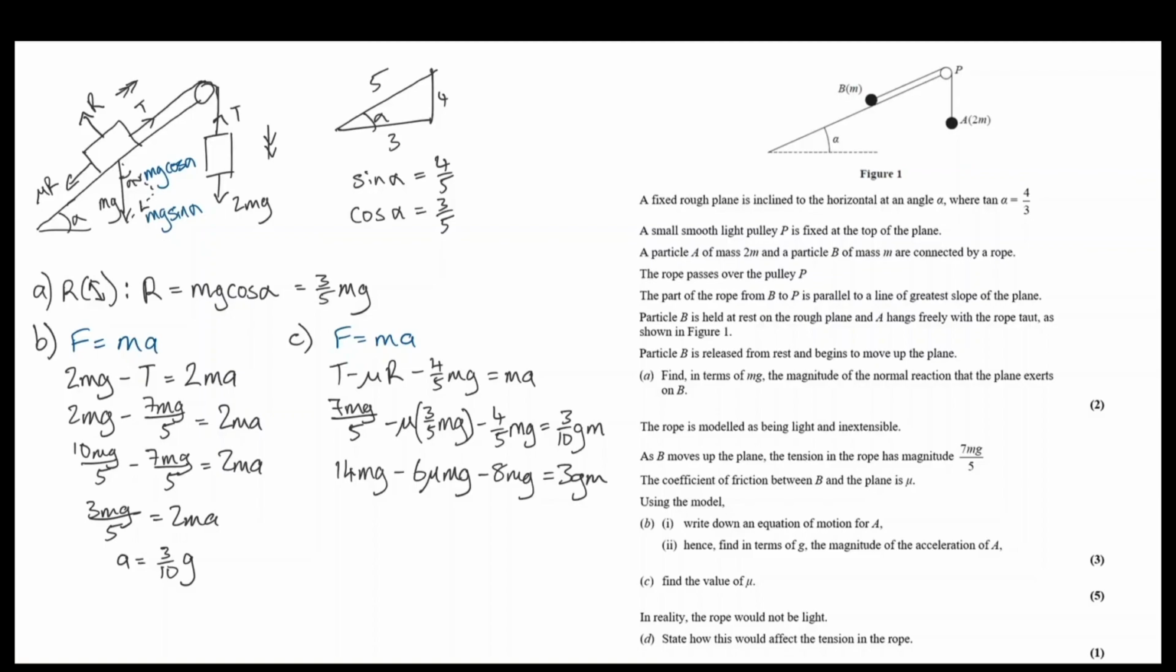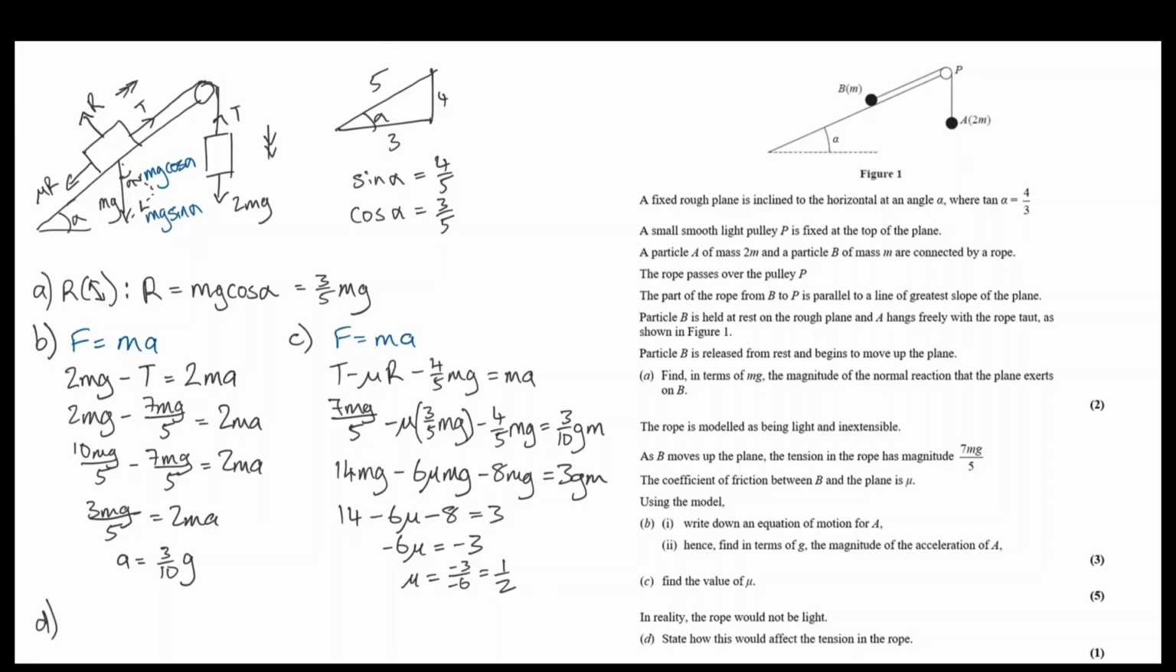14 minus 6 mu minus 8 equals 3. And that looks so much simpler than what we started with. Just by being patient and seeing what we're working with and taking sensible steps. Now we've got negative 6 mu equals negative 3. Mu is going to equal a half. The coefficient of friction in this question is 1/2.